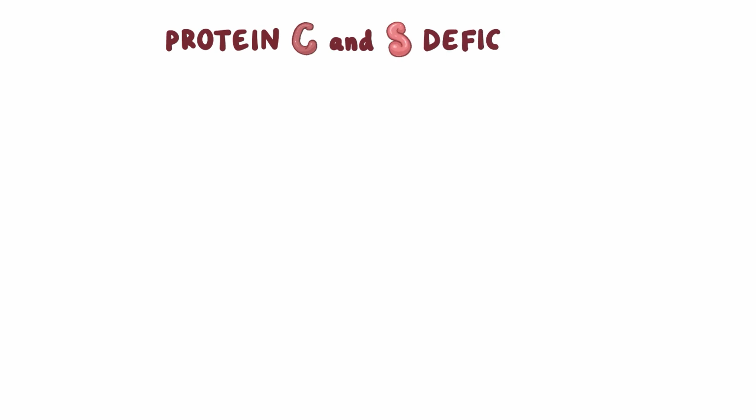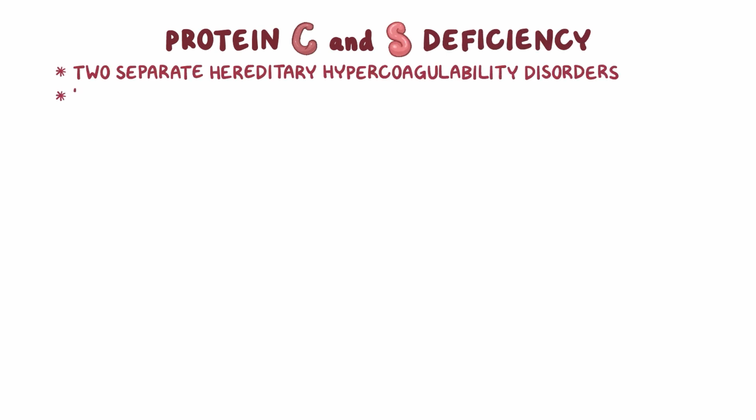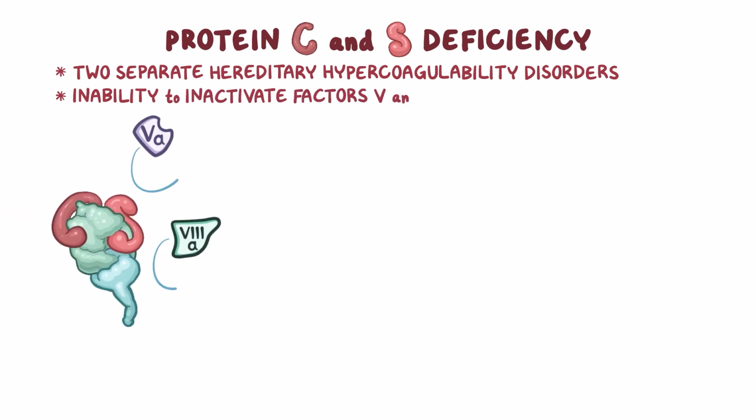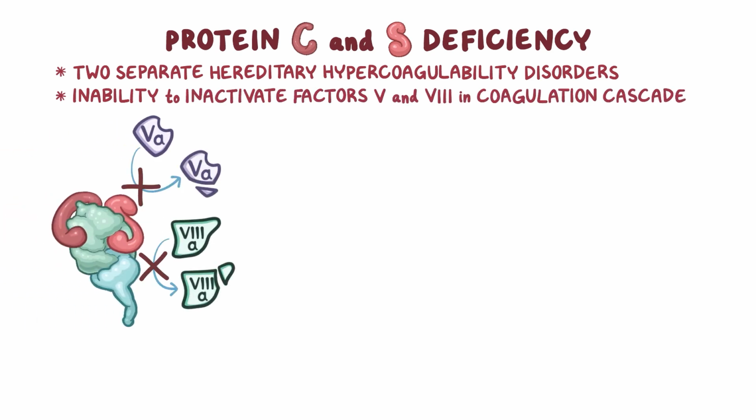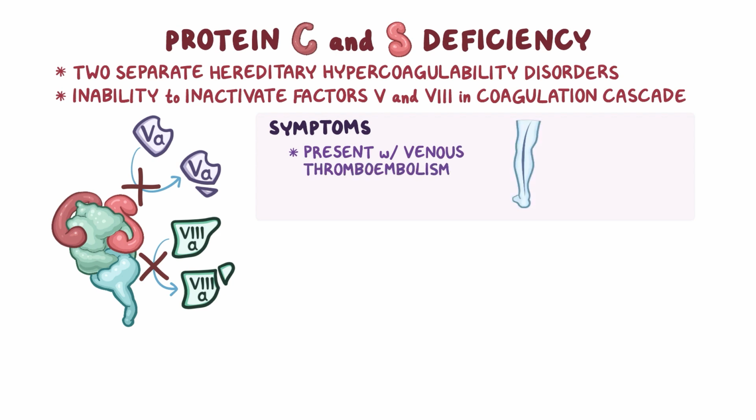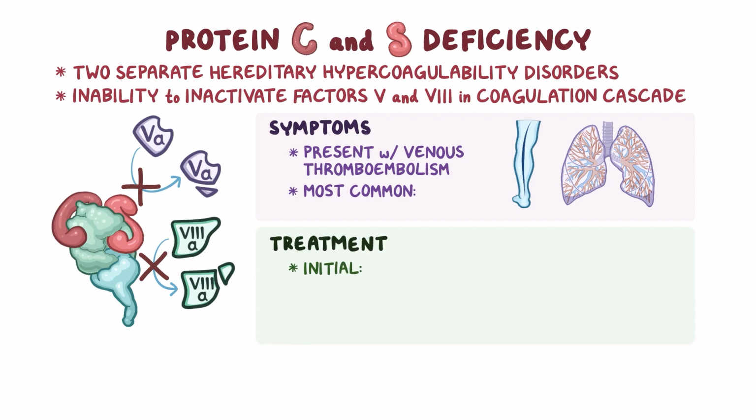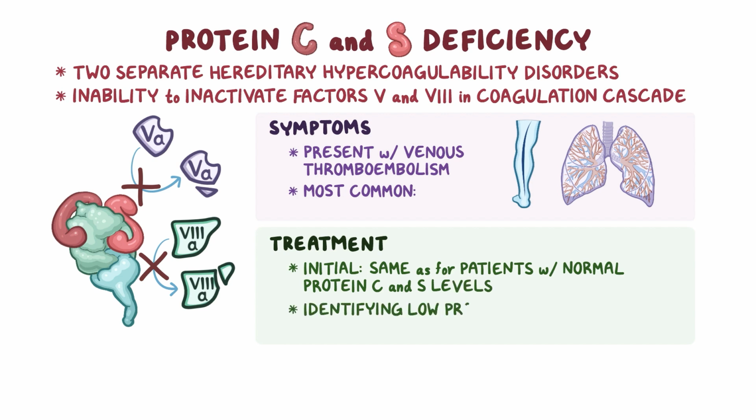Alright, as a quick recap. Protein C and protein S deficiency refer to two separate hereditary hypercoagulable disorders that involve the inability to inactivate factors 5 and 8 in the coagulation cascade. Most people present with venous thromboembolism, where a blood clot of the leg veins or lung circulation is most common. Initial treatment of venous thromboembolisms is the same as it would be for patients with normal protein C and protein S levels. However, identifying a low protein C or protein S level may, in some situations, impact long-term decisions about anticoagulation therapy.